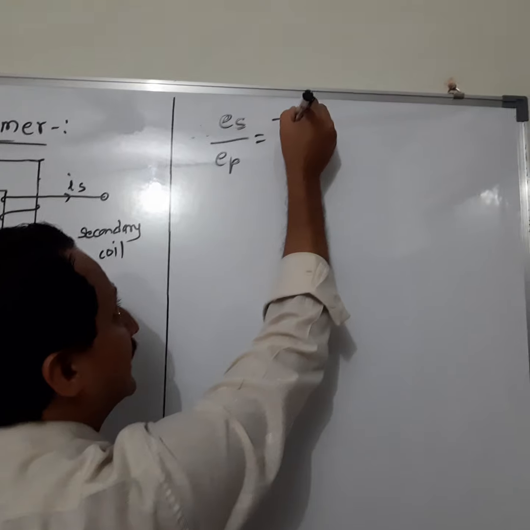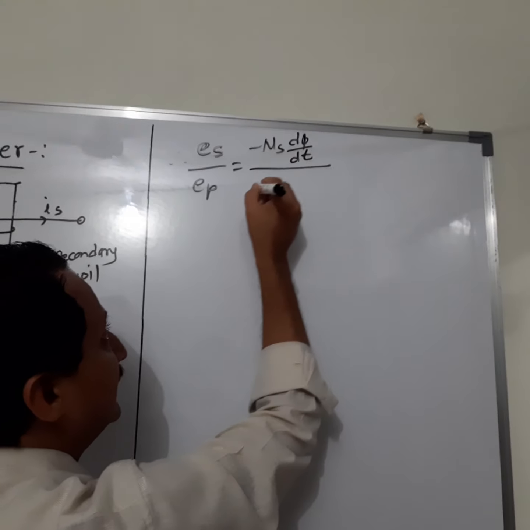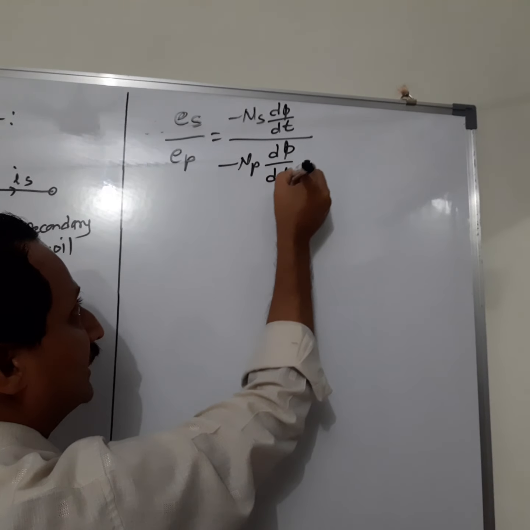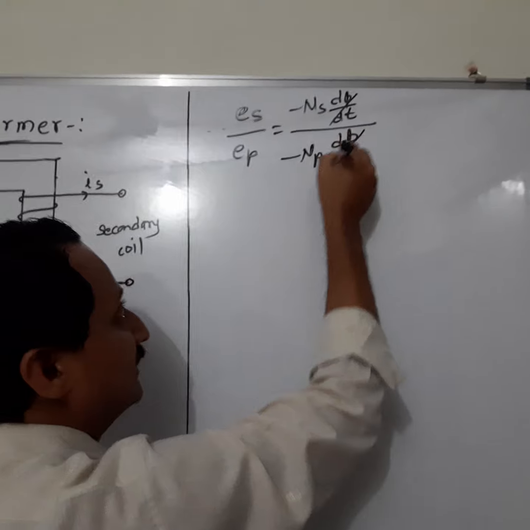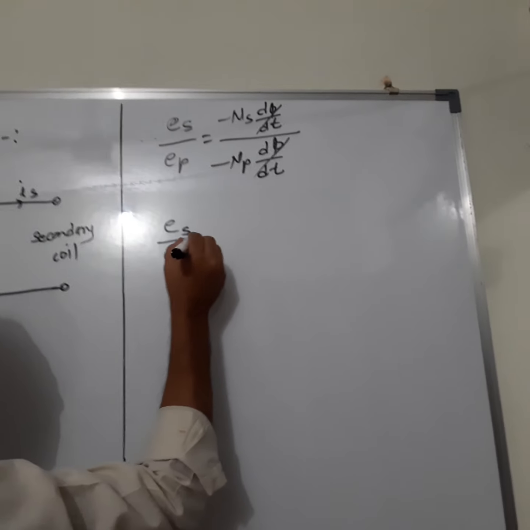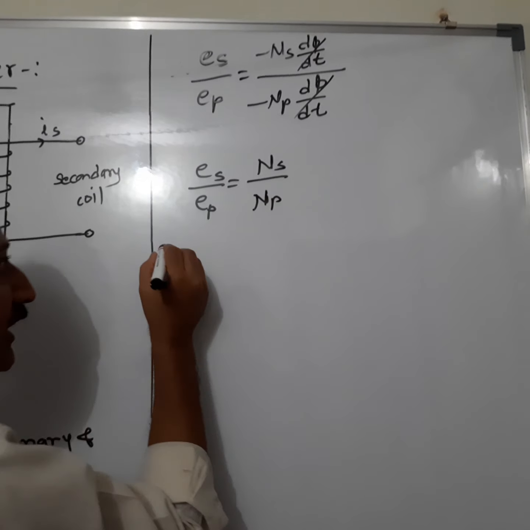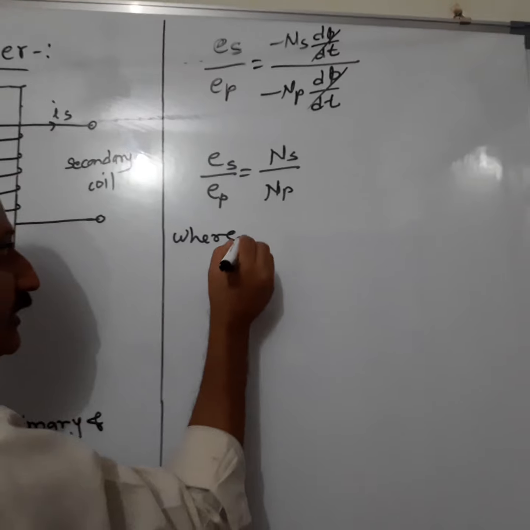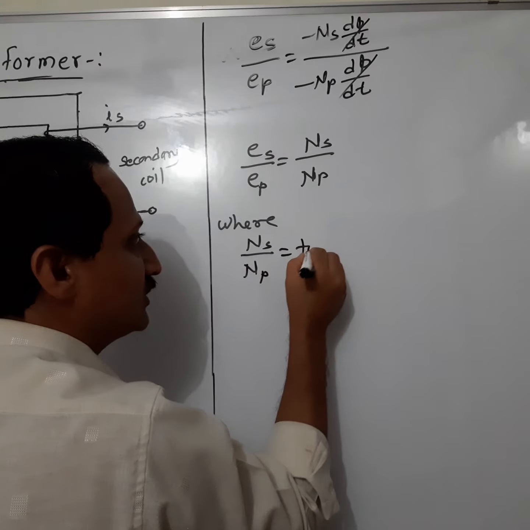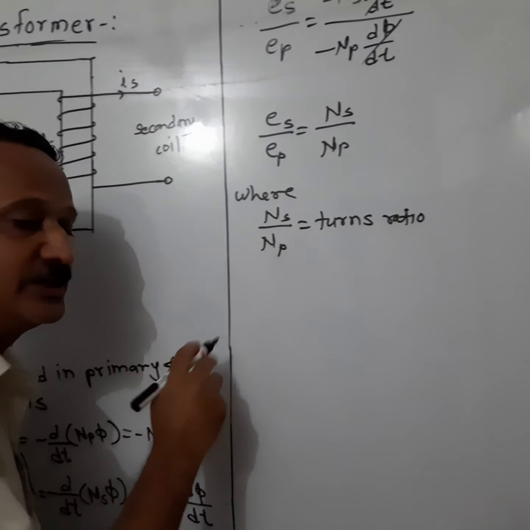So minus ns into d phi by dt, divided by EP. EP is what? Minus np into d phi by dt. See, d phi by dt gets cancelled, minus minus gets cancelled. So what is ES by EP? ES by EP is equal to ns by np, where this ns by np is called the turns ratio, or that is also called the transformer's ratio.